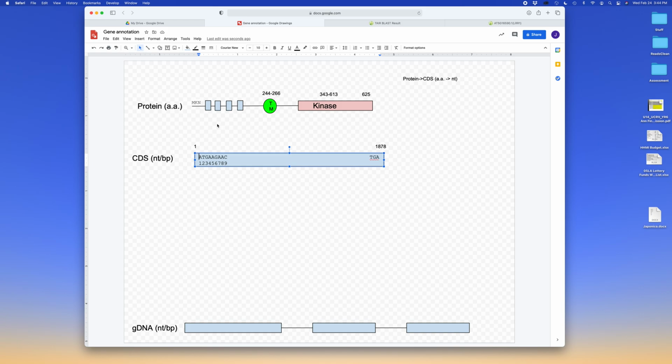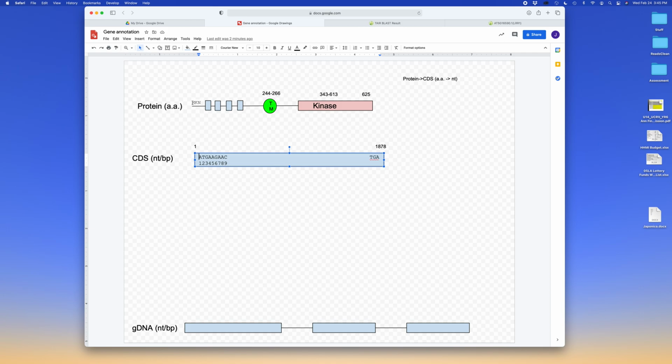Once we get these regions mapped onto the CDS, I'm going to then map them onto the genomic DNA and also map the splice junction back onto the CDS. Okay, so let's get started.